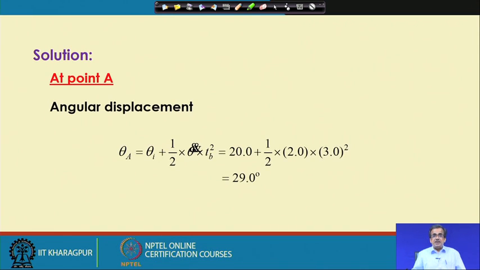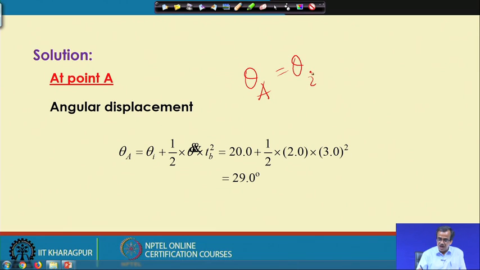Now, at point A, that is the junction point between the first parabolic blend and the linear portion, the angular displacement can be determined as follows. The angular displacement theta A is nothing but the initial displacement theta I plus half theta double dot, that is the angular acceleration, multiplied by T b square. Here there is one typographical error, so this will be theta double dot.